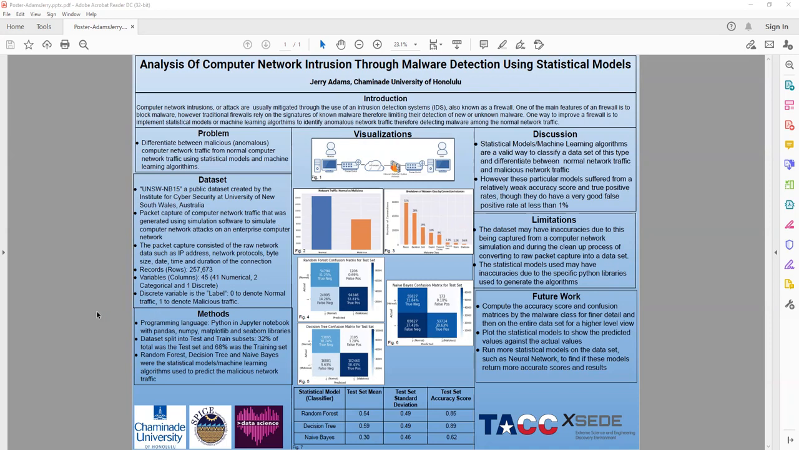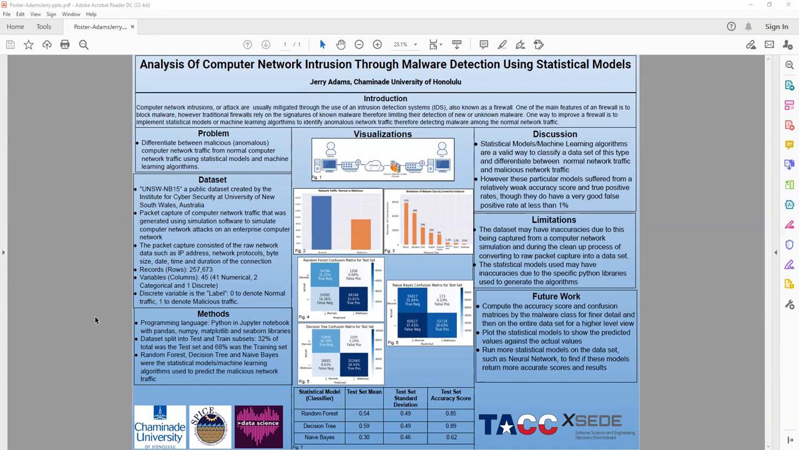Methods. The methods used were the programming language Python and Jupyter Notebook with Pandas, NumPy, Matplotlib, Seaborn, and sklearn libraries. The first data wrangling method I performed was splitting the data set into test and train subsets. This was done in order to test and train the statistical models. The test set was 32% of the total, or about 82,000 records. The training set was 68% of the total, or about 175,000 records.